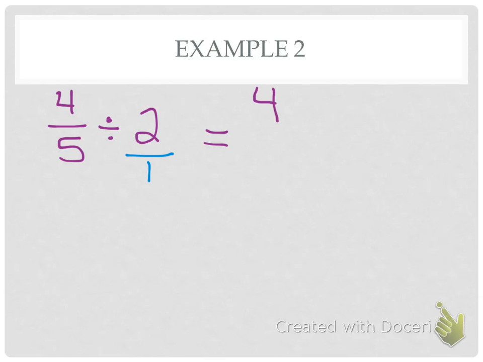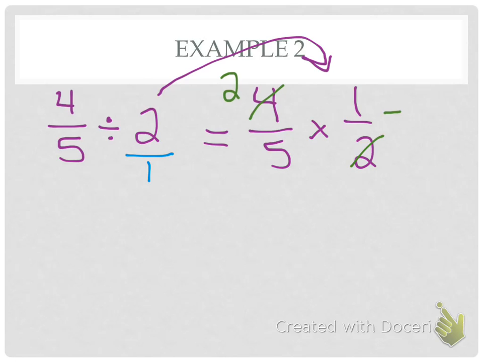Now we have 4/5, and we need to do the reciprocal of 2/1. So we would multiply it by the reciprocal, which would be 1/2. Just flip the fraction. All you're doing here is flipping that second fraction. All right, now you can cross reduce the 2 and the 4 to get 2/5, and that would be your answer.